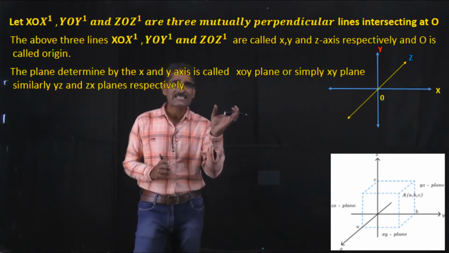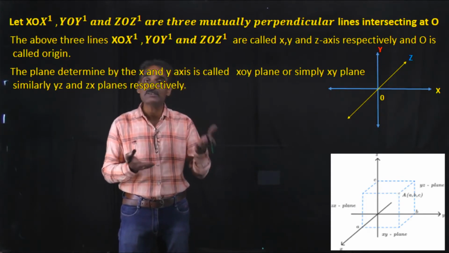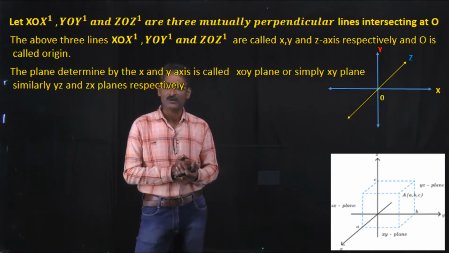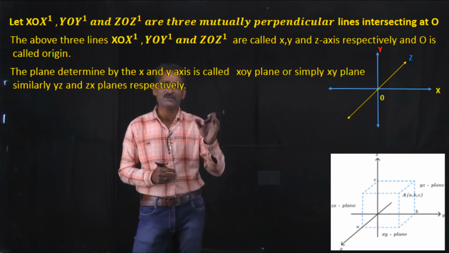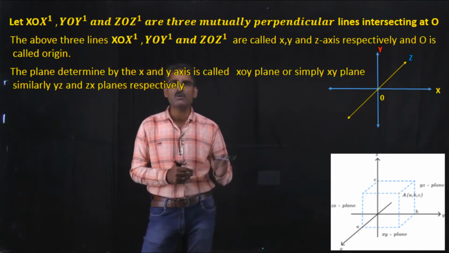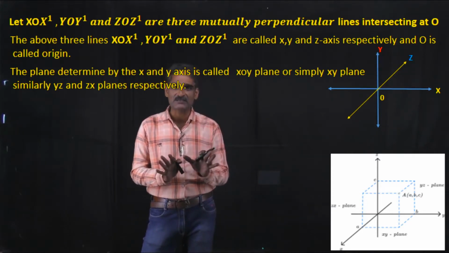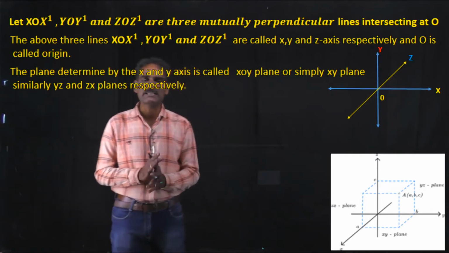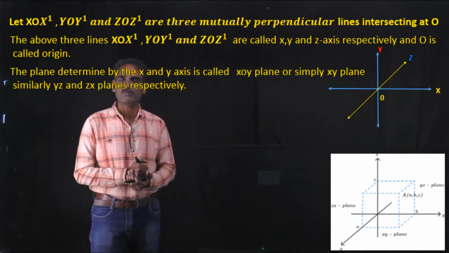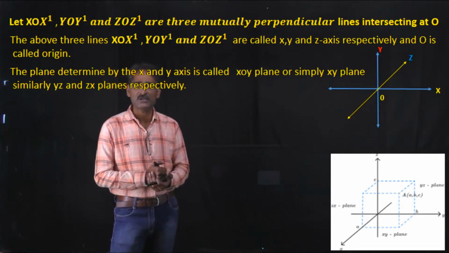Here two axes together form a plane. The x-axis and y-axis describe a plane, called the XY plane. Similarly, the YZ plane and the ZX plane also. Generally the XOY plane is simply called the XY plane, and likewise the YZ plane and the XZ plane. There are three planes with the help of these axes. The plane determined by the x and y axes is called the XOY plane, simply the XY plane. Similarly, the YZ and ZX planes are also there.